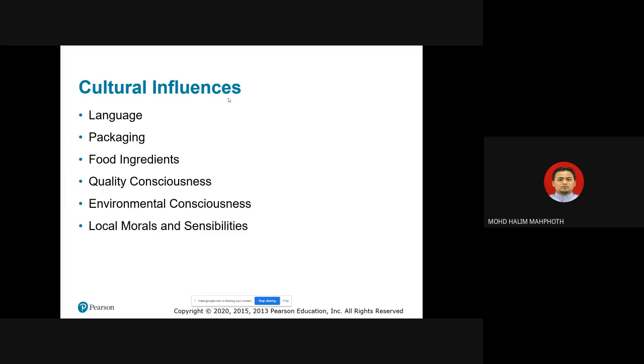In terms of the packaging, is it suitable, like noodles, for ready to eat, just put in a cup or put in a packet? So you have to strategize what type of consumer you are going to penetrate in China. Food ingredients, like in terms of spiciness. Some are health conscious, so you can go for ingredients with a lot of veggies. Then quality consciousness.